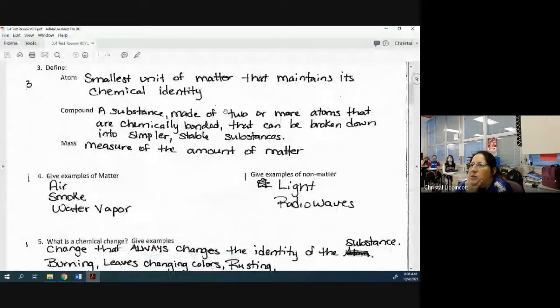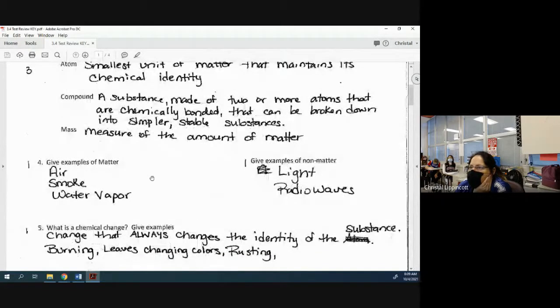So compound, substance made of 2 or more atoms that are chemically bonded, can't be broken down into simpler, stable substances. If you break it down, you break it down into elements, okay? So you can't get further down. So you got atoms, and then atoms make up compounds, and then atoms and compounds will make up your mixtures. Mass then is the amount of matter in a substance. And then we asked you for examples of matter and examples of non-matter.